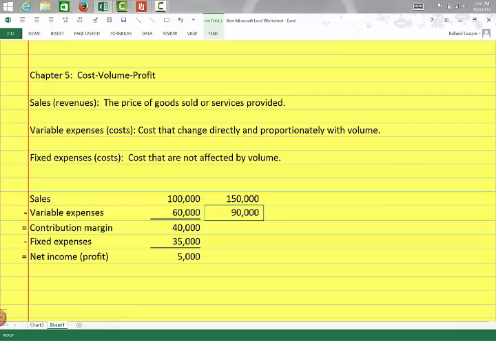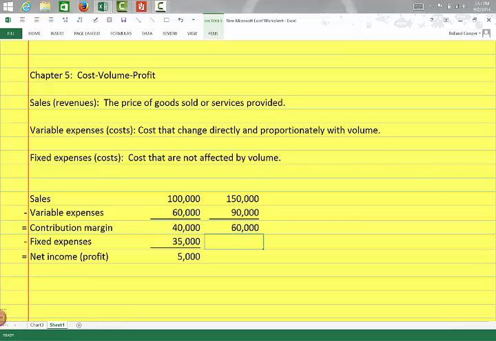And if sales increase by 50%, variable expenses should also increase by 50%. So a 50% increase in variable expenses will give me variable expenses of $90,000. And my new level of contribution margin is going to be equal to 150 minus 90, $60,000. Notice contribution margin has also increased by 50%.